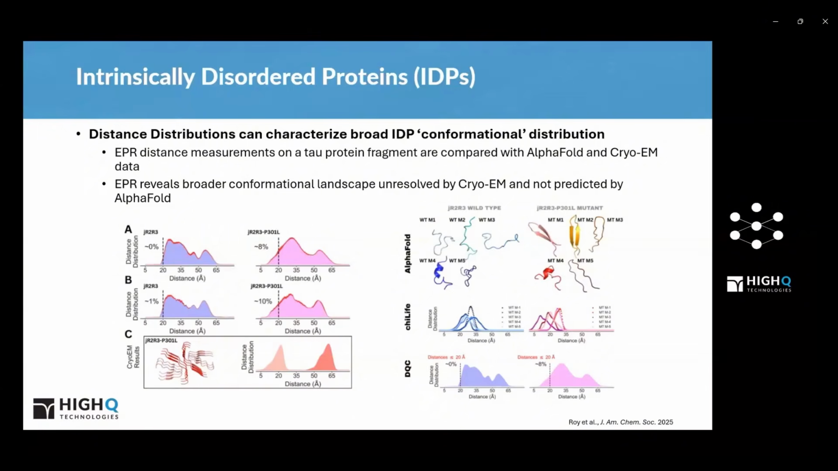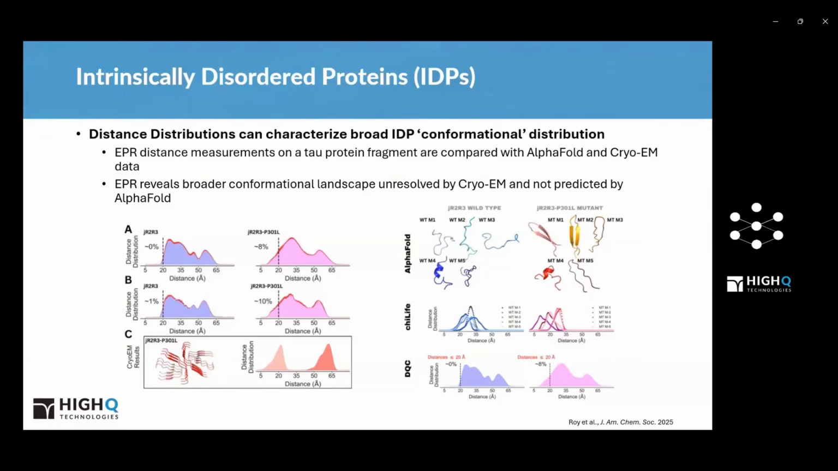And so from the cryo-EM structure, they generated what the anticipated distance distribution would be for the EPR measurements. And you can see that in the bottom left. But then when you compare that to the actual EPR measurements, you see that there's a whole range of probability distribution that doesn't exist in the cryo-EM information. And that's showing that EPR is capturing the full set of conformational states that cryo-EM isn't sensitive to.